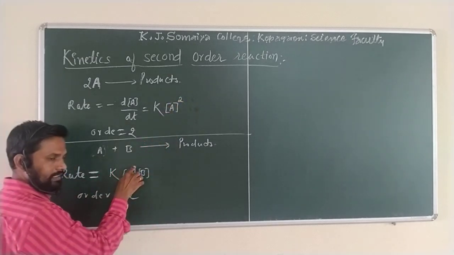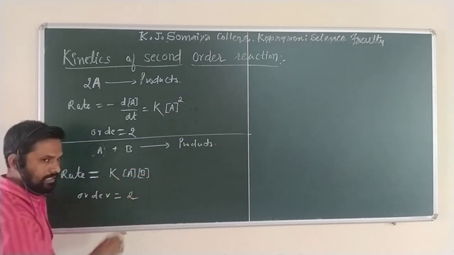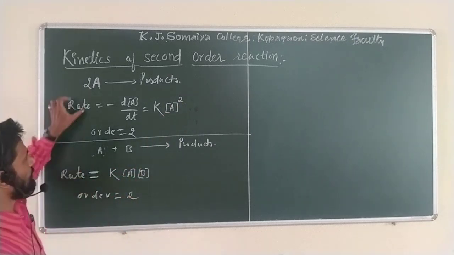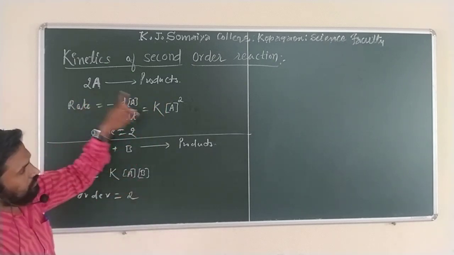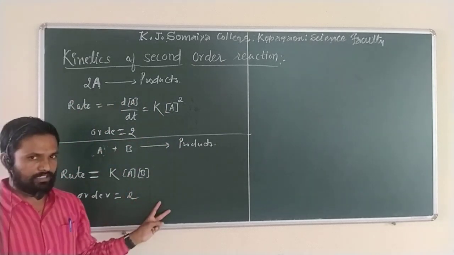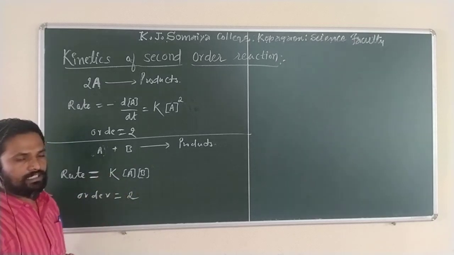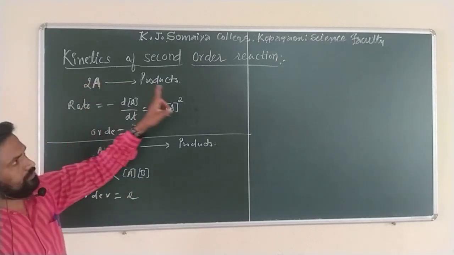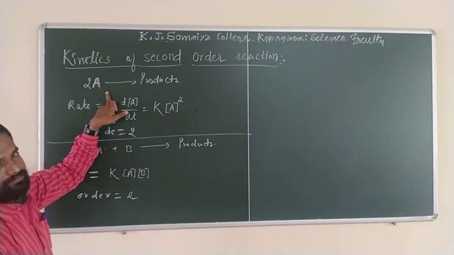Means one reactant having the power 1, one reactant having the power 1, 1 plus 1 you will get 2. So what I want to say here, the second order reaction can follow in two ways. A single reactant molecule can follow the second order reaction, and two reactant molecules can also follow the second order reaction. This we have to understand. So today in this lecture we are going to discuss kinetics of second order reaction of a single reactant molecule converting into the product. Okay, can I start now?